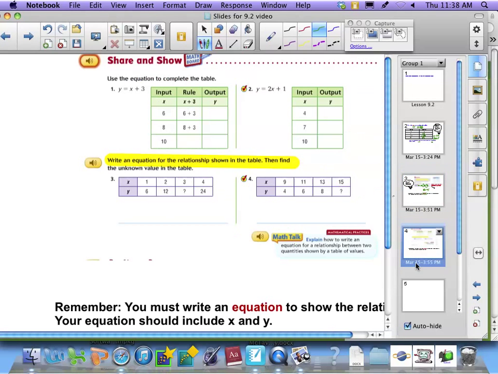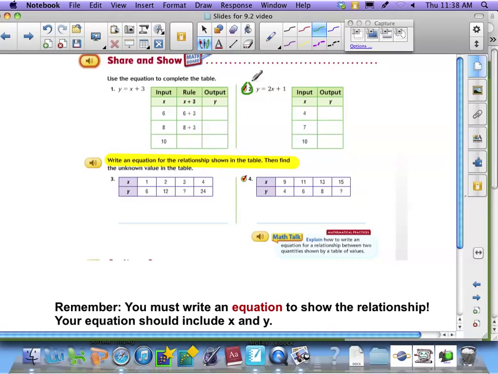Let's look at one more. Input-output tables. Up here, we'll look at number 2. The equation is y equals 2x plus 1. So x is my input. It's my independent variable. It can change. You see how it changes here. And the value of y is going to be affected by how x changes. So if I substitute 4 in there, I'd have 2 times 4 plus 1. 2 times 4 is 8, plus 1 is 9.